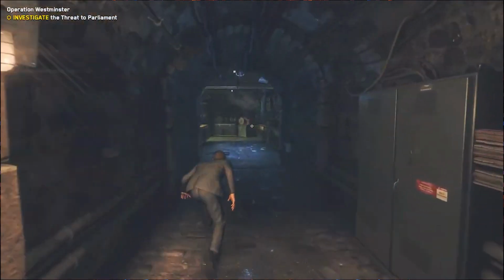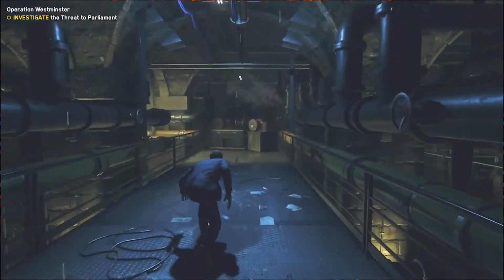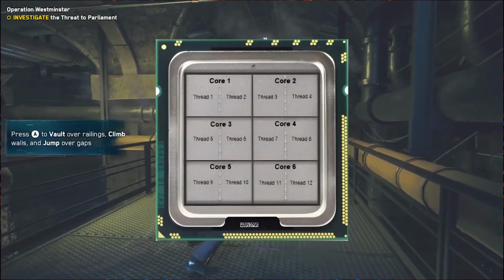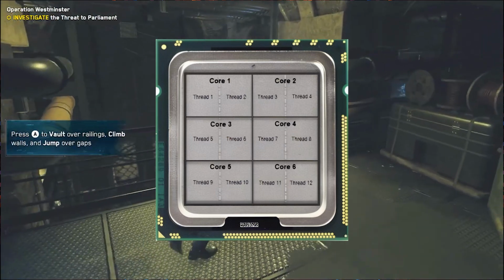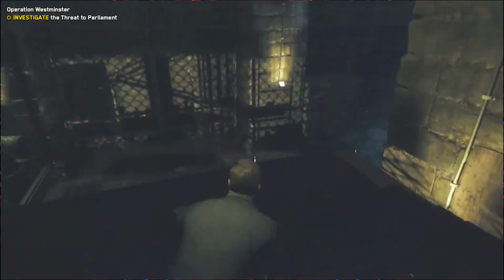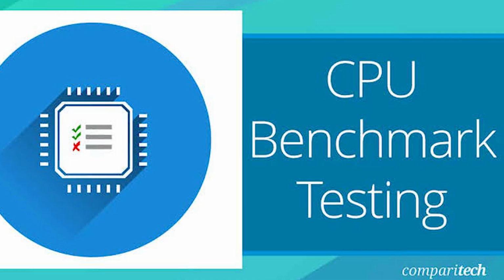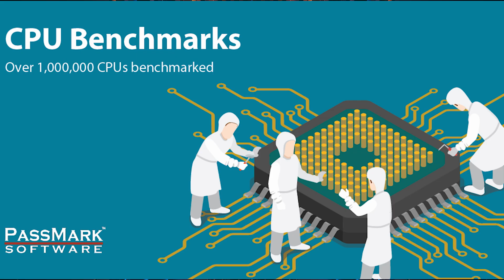This allows a physical core to be divided into two virtual cores, allowing the CPU to work on multiple threads at the same time. Have you ever heard the word benchmark? Well, if you don't know, a benchmark is a standard or point of reference used to measure the performance of something against another thing. A CPU benchmark is a series of tests that measures the performance of a CPU by running a few tests.